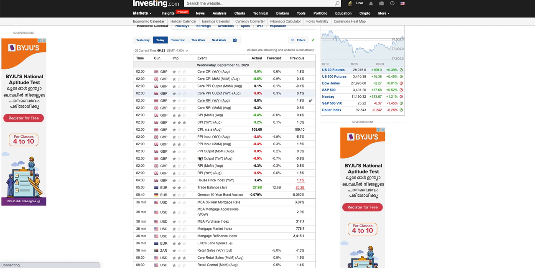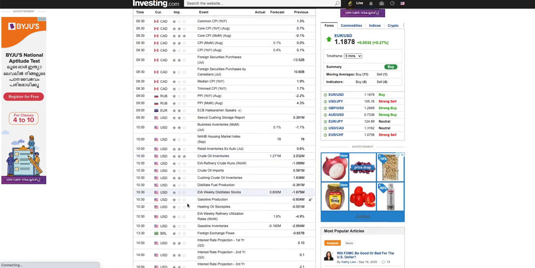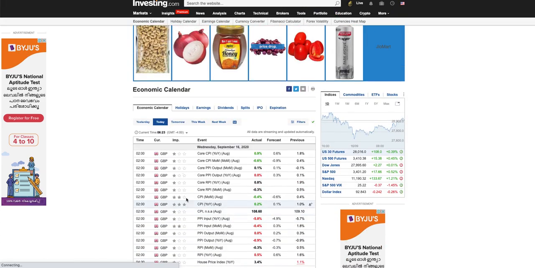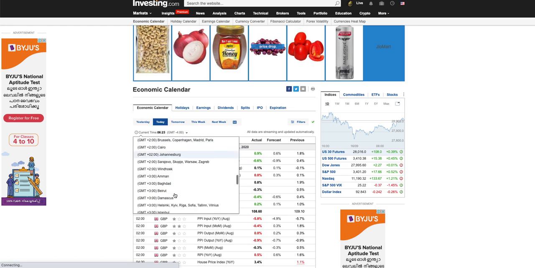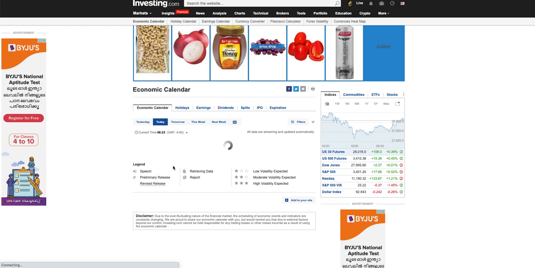Interpreting all these things should be done by yourself. Just think about it: what could potentially happen? The importance of each and every event that is going to be released is also mentioned over here. Once again, I can change the time zone to Kolkata. So using investing.com, I am able to understand what all things could be in the cards, what news could be coming out.